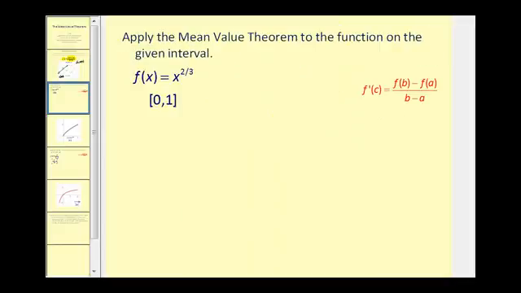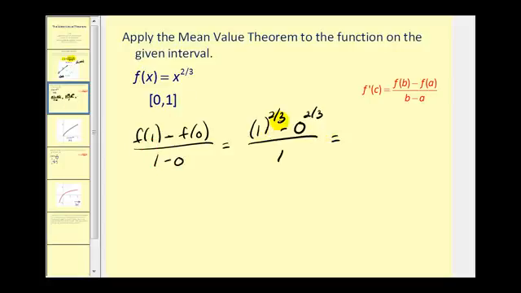We want to apply the mean value theorem to this function on the interval from 0 to 1. For the first step, we'll determine the slope of the secant line through these endpoints. So we need to determine f of 1 minus f of 0 all divided by b minus a, or 1 minus 0. Well, 1 to the 2/3 is 1, so it's 1 minus 0 all divided by 1. That's 1. So now we need to find the x value where the slope of the tangent line would also be 1. So we'll find the derivative of the function, set it equal to 1, and solve for x.